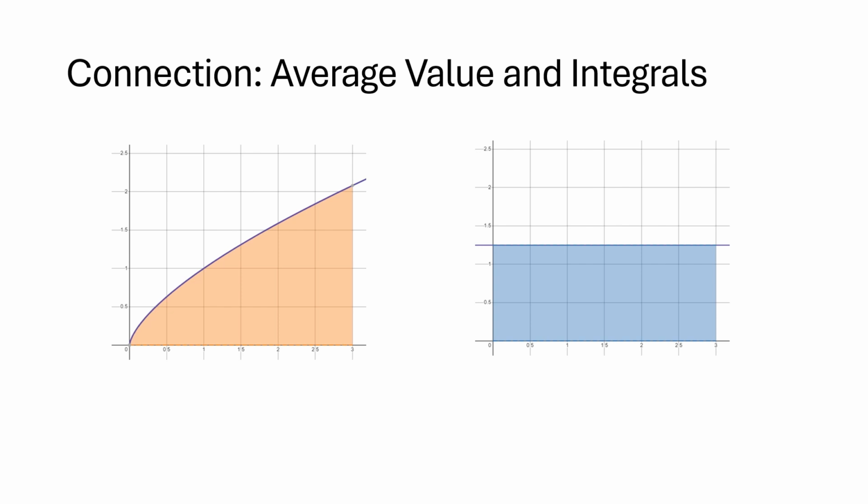Another connection we'll need is to recall that the average value of a function over an interval is defined like so. The consequence of being able to find the average value of a function over an interval is that the corresponding area under the curve on the same interval can now be represented as the length of the interval times that average value. It's the area of a rectangle.